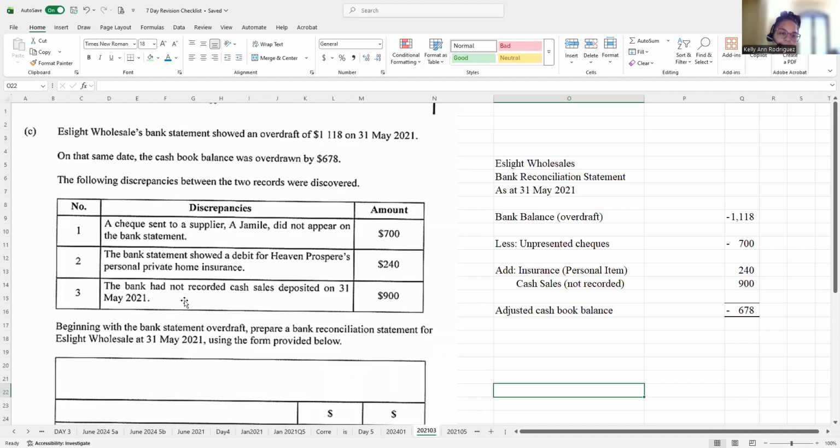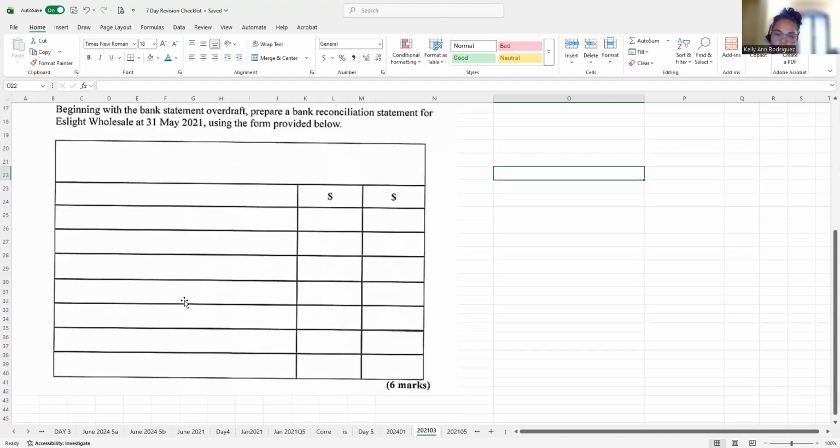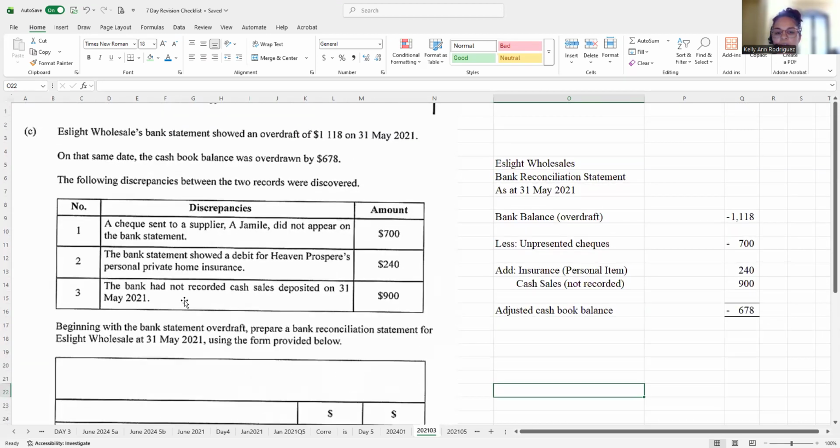Okay, so moving on. So how much was this? This question was 6 marks. Another bank reconciliation, similar to the one before. Now, they did start with a bank balance, but this time it's an overdraft, right? So let's look at it. Beginning with a bank statement overdraft. It tells you, beginning with the bank statement overdraft. You see this here? The examiner wants to give you marks, they're giving it away.